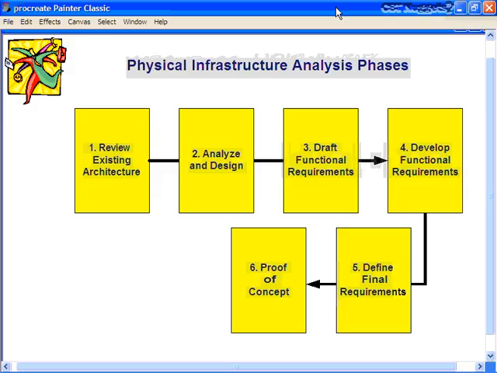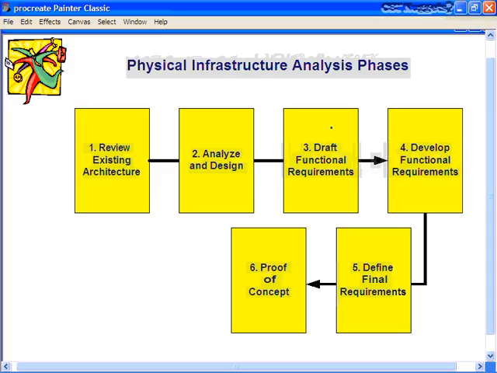The second step is analysis and design, reviewing the architecture and then designing the actual physical architecture and comparing that against the best practices and the needs of your business. The third step in the analysis is to draft a functional requirement. This is basically the first rough draft of functional requirements.